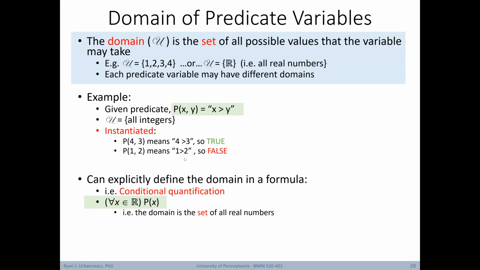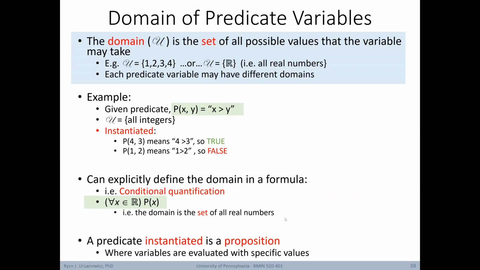You can also explicitly define the domain of a variable within a formula. This is called conditional quantification, and it looks something like this. When the variable is defined, for instance next to a universal quantifier, we can use this symbol to attach it to a domain. In this case, the domain is the set of all real numbers. Remember that an instantiated predicate is basically a proposition, where the underlying variables in the predicates are evaluated with specific values.